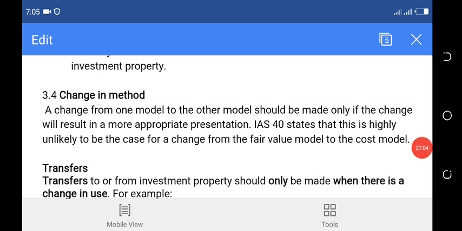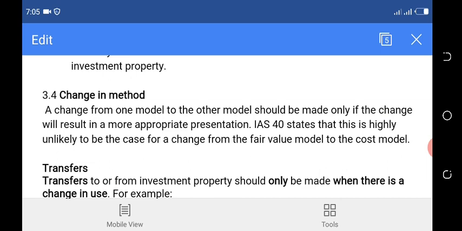Change in model. IAS 40 allows an entity to change the usage of any property from IAS 16, which is owner occupied property, to investment property. So the company can change them to investment property, or it can change from investment property to IAS 16, owner occupied property, or from investment property to IAS 2, which is inventory.